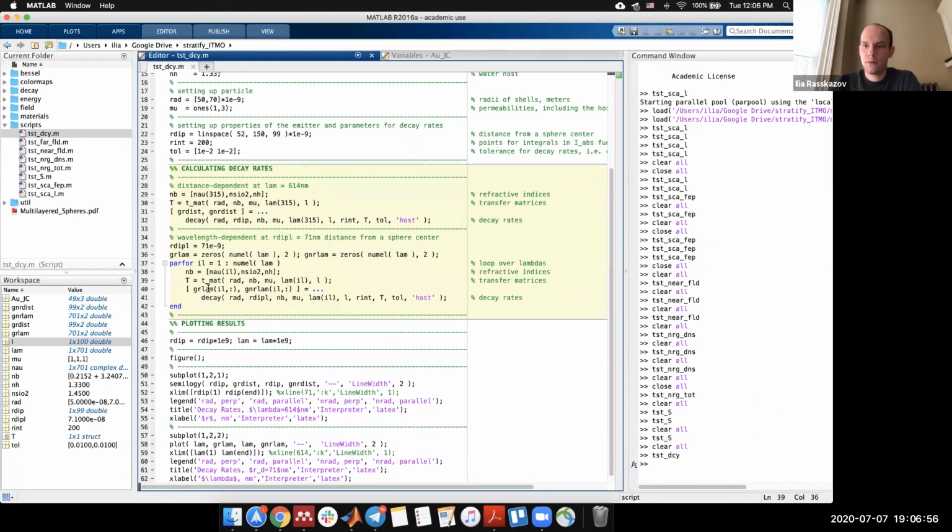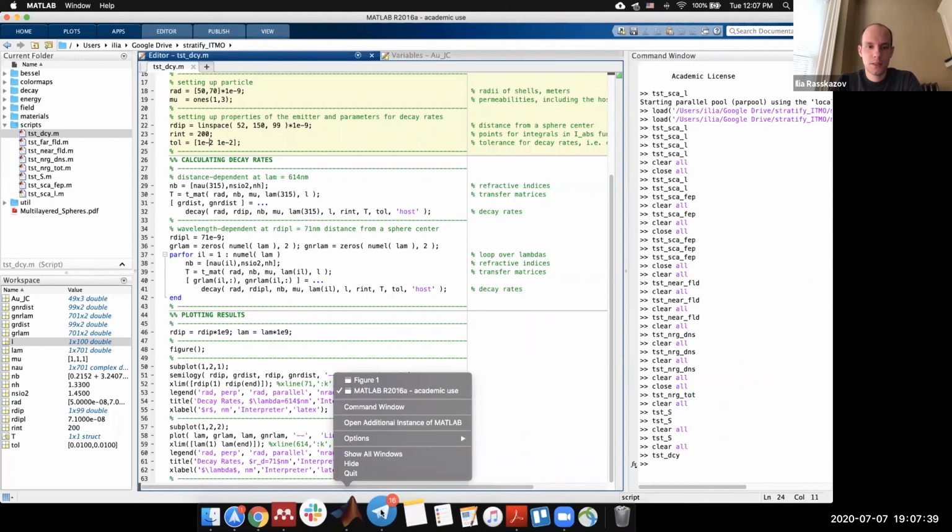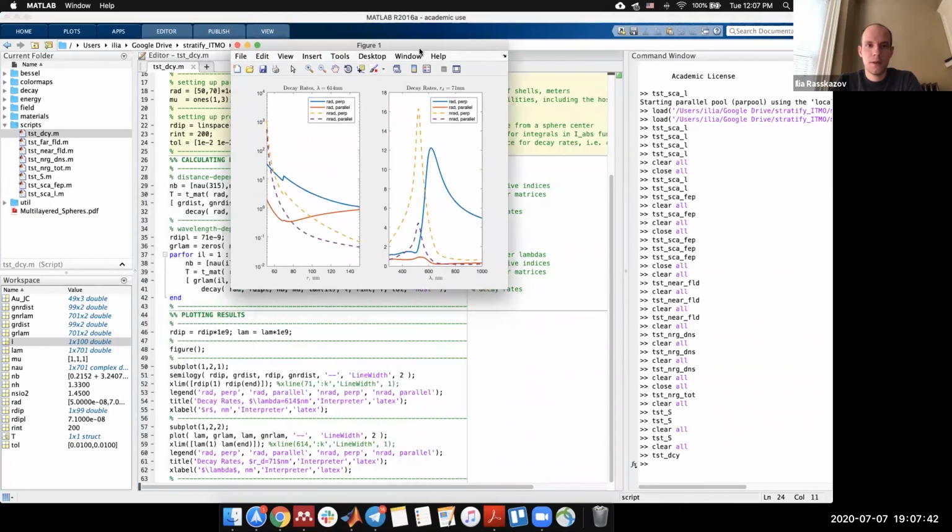So the package itself checks the desired accuracy, and you set up the accuracy here in the 24th line. Here I'm calculating the decay rates to the second digit, which is more or less sufficient for the convergence. So again, calculating decay rates for different configurations, different setups, and here's our result.